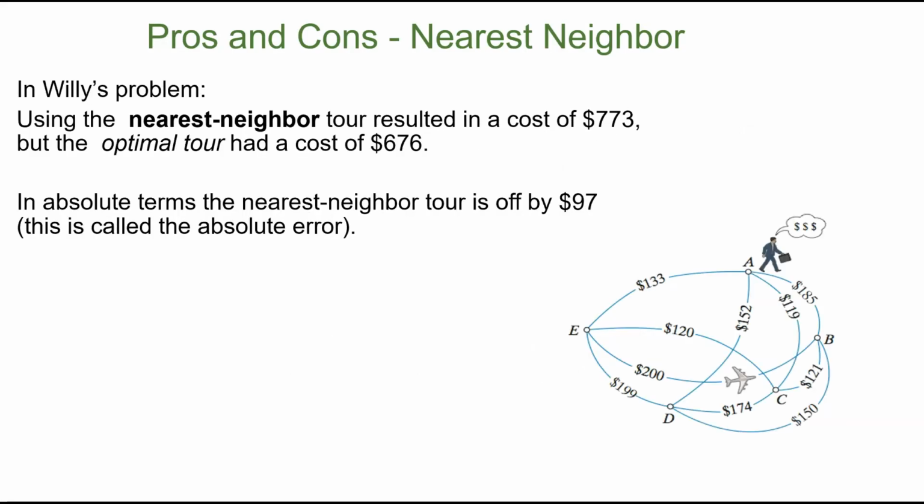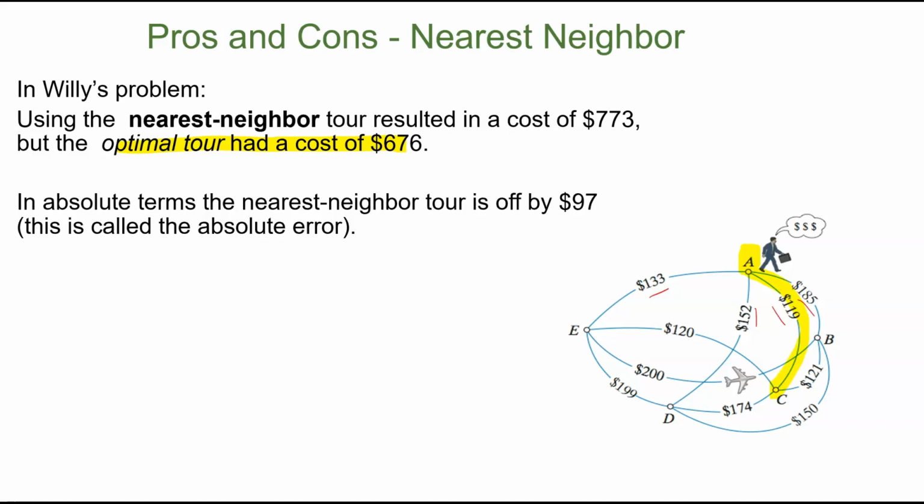Okay, let's look at Willie's traveling salesman problem. The optimal tour on page 182, you end up finding out that the optimal tour costs $676. But when we do the nearest neighbor, we get $773. So let's do the nearest neighbor together. So we're starting at point A. The nearest neighbor, so I've got choices of 133, 152, 119, and 185. So the nearest neighbor that's the cheapest is 119.